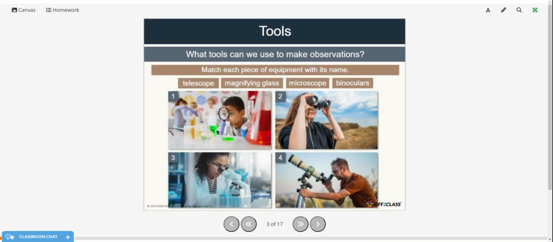And what tools can we use to make observations? So you're going to match each piece of equipment with its name. So here he's using a magnifying glass. She is using binoculars. This person is using a microscope. And he is using a telescope.